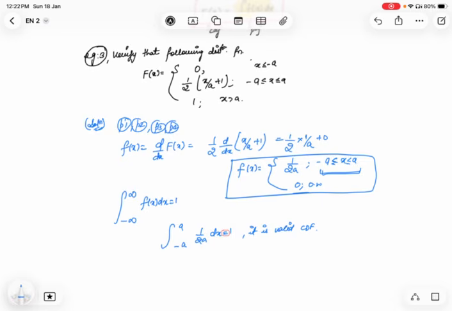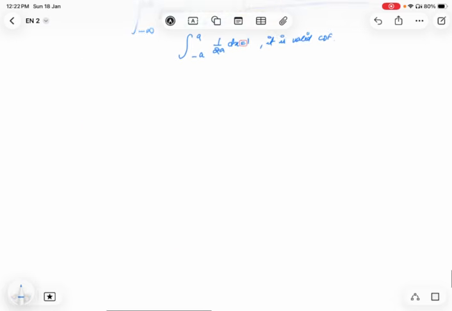Let me see some more questions. I will suggest you to please solve more and more questions. That is good, because by solving more and more questions, you can clear your concepts more. Now we will see another topic, that is joint probability law.